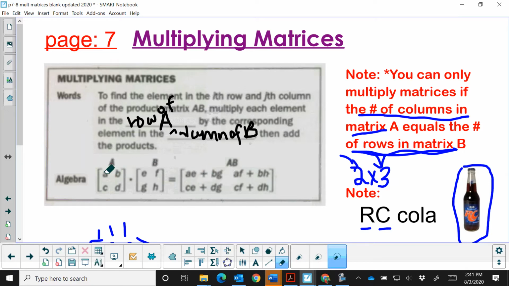Then we take the first row times the second column. So I'm going to take A times F, and I'm going to multiply those together, and I'm going to add to it B and H, and that gives me this top row second column. We repeat it again. On the bottom, we take the bottom row first column, C times E, and then we're going to add to it D and G. And then finally, we go to the last one, C times F and D times H, and add those together.